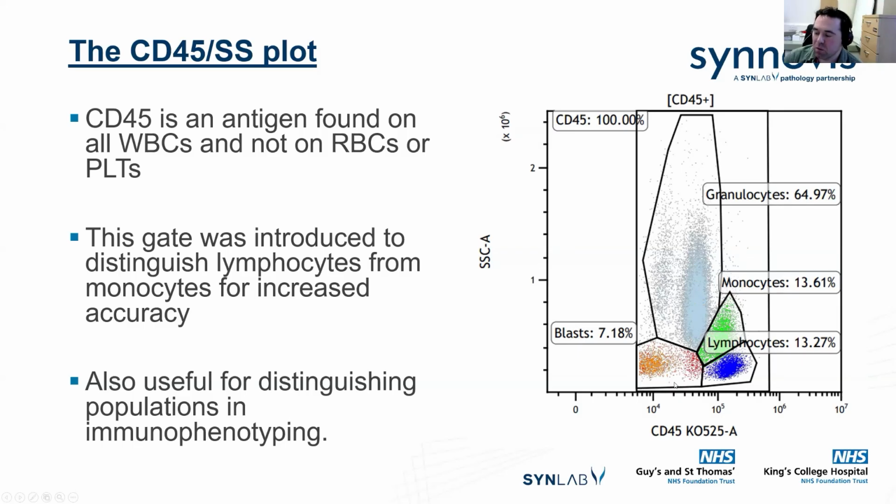Down here is what we call the blast zone. This is where, as I said, generally you find immature cells. So we'll have what we call a gate here. These structures that are drawn here are called gates. Essentially, they're just a way that we can focus on certain populations and get the data from each area of the plot. Yeah, so this is very useful in determining populations in immunophenotyping. Gives us quite a lot of information.